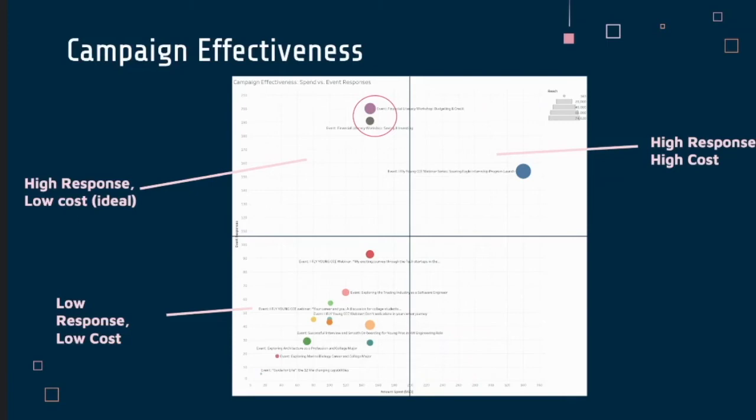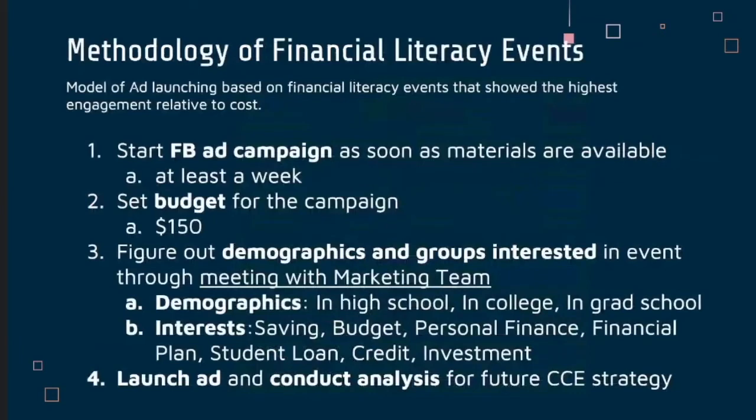So next slide, please. From this finding, we were wondering what exactly we did differently for that ad campaign and why it was so effective. So we dove into the methodology that we took to have this high response rate. First, going through the steps, we set up a campaign as soon as the marketing material was ready, about a week before the event. Then we set a budget for the ad, which in this case was $150 total for the 7 days that the ad would be launched.